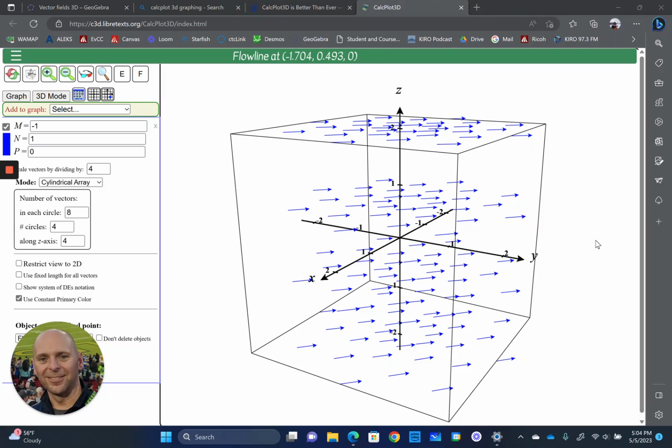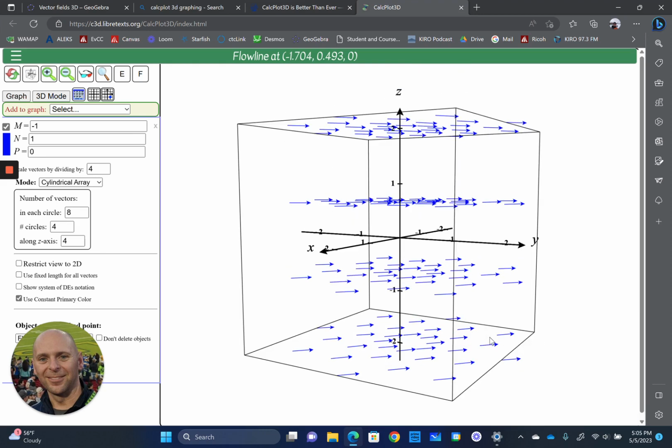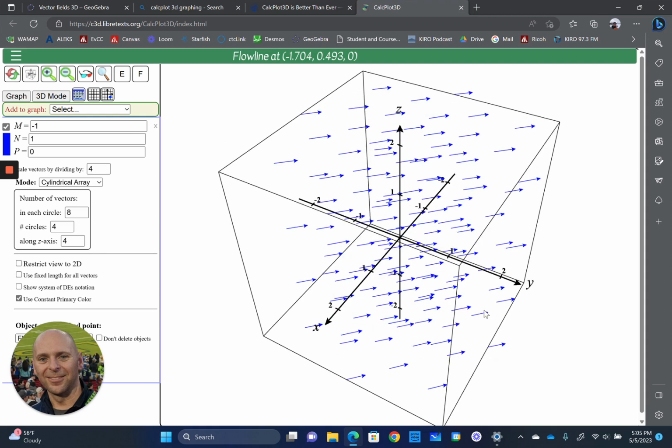Trying to visualize a vector field in 3 dimensions can be fairly tricky, so it's usually a good idea to have some sort of a graphing utility help us with that. I'm using CalcPlot3D here to visualize our vector field, and I've set it up so that we can see different levels, different heights, if you will, where the vector field exists in 3 space.